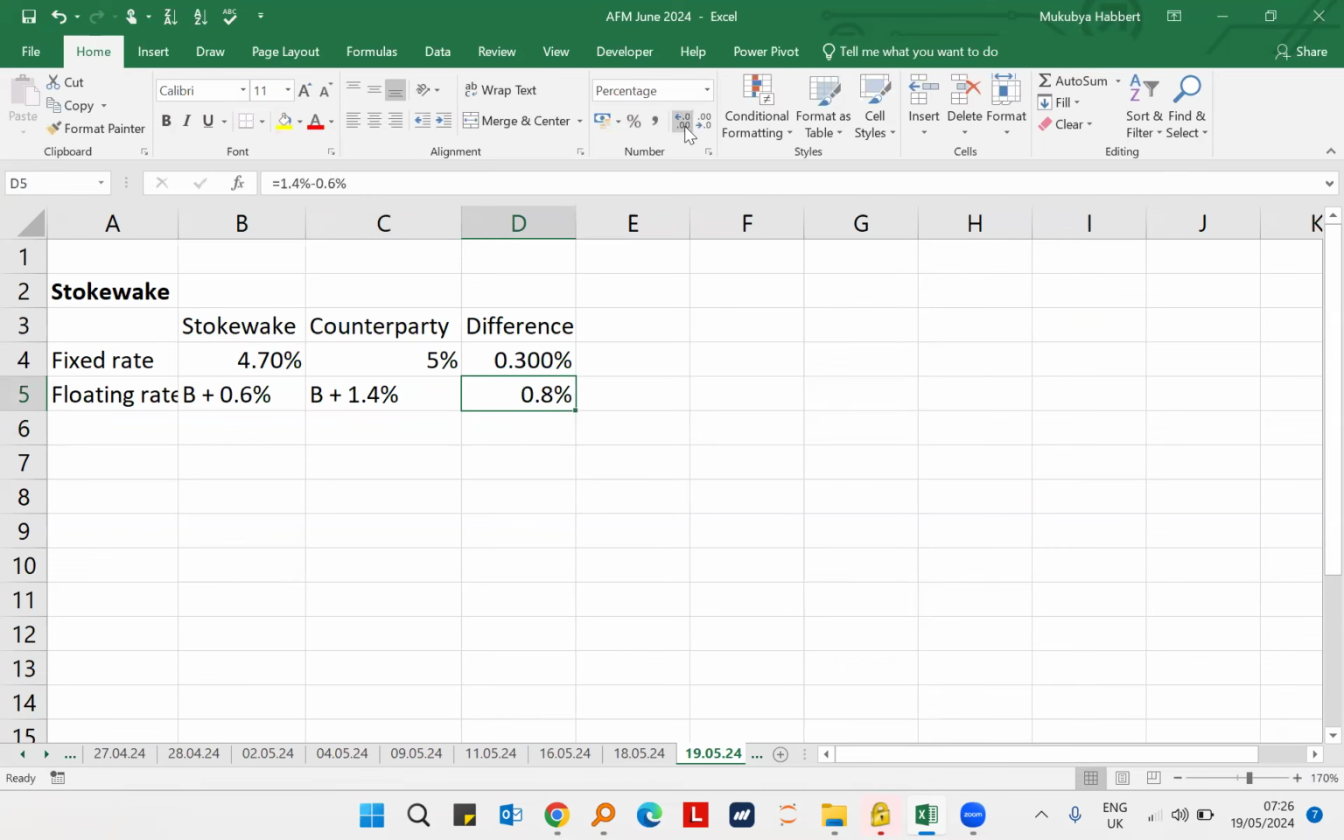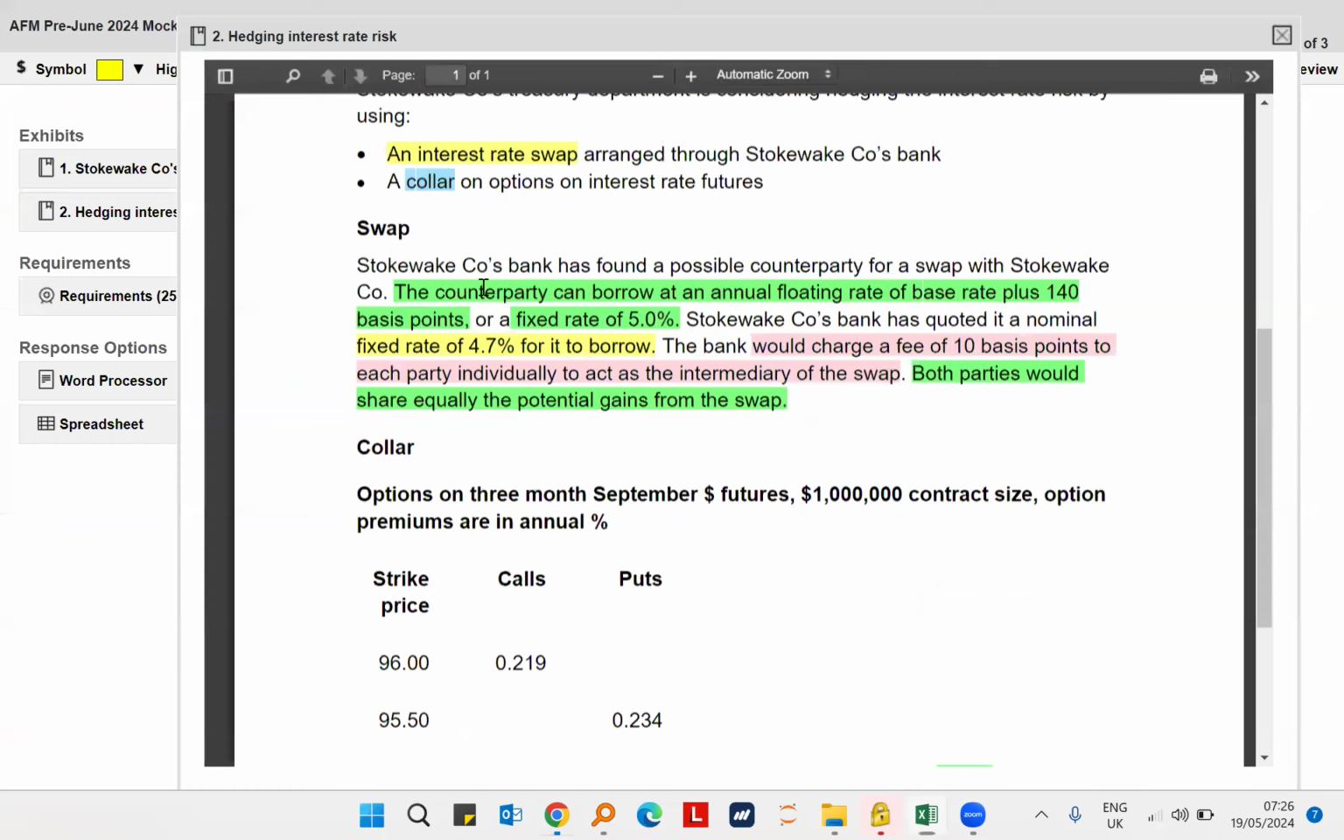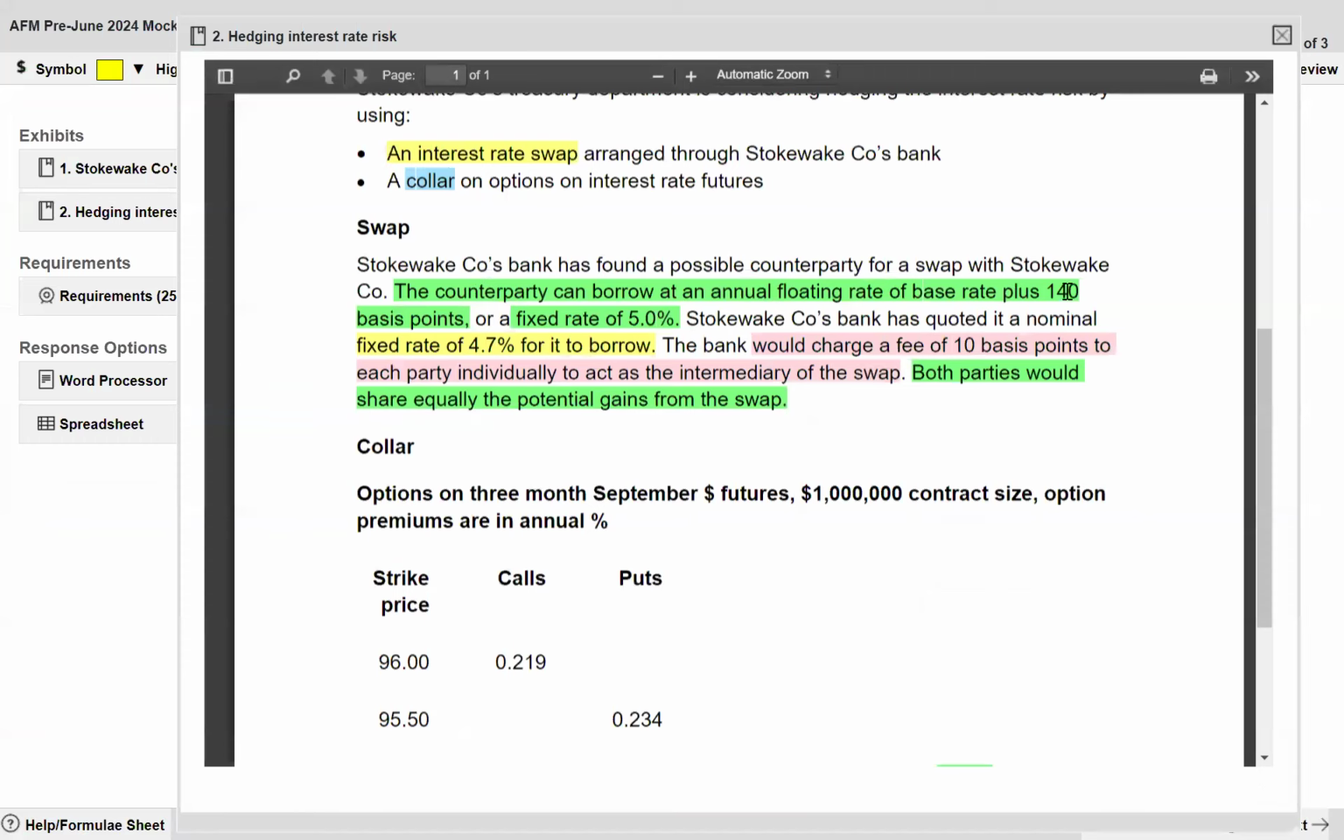The 1.4%, where have we got it from? The counterparty can borrow at an annual floating rate, the base rate plus 140 basis points.